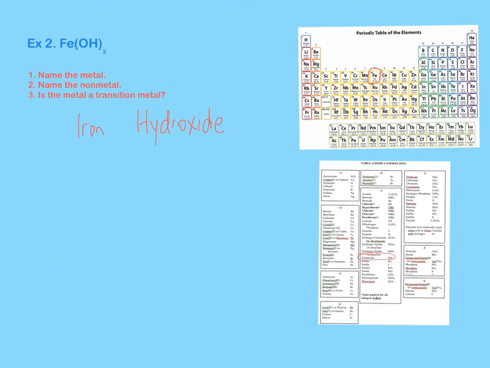Then my last question is, is the metal a transition metal? So when I look at iron, I see that iron is a transition metal. So that means I add one more step. So because I answered yes, I need a Roman numeral.